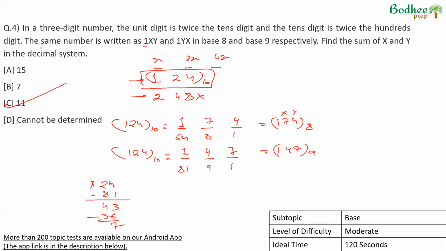In terms of level of difficulty, I'd say moderate level of difficulty, because first of all, you have to find the number and then convert it. Because 8 and 9 are involved and the number is small, the calculation is not very high, and therefore about 2 minutes should be good enough to answer the question.